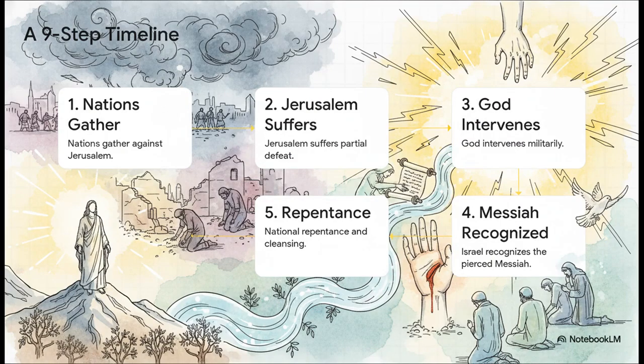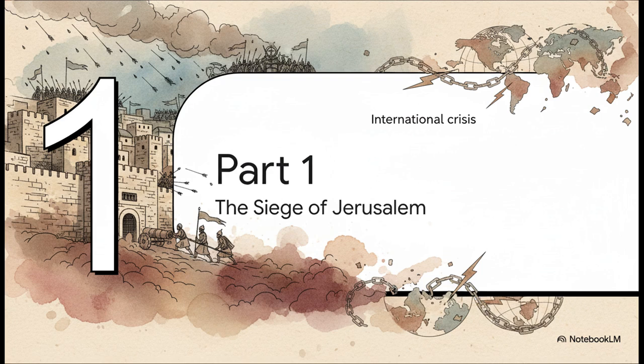Okay, here it is. This is our roadmap for this explainer. This 9-step sequence is really the core of the whole thing. And as you can see, it starts with some serious conflict, then it pivots on this incredible intervention, and it wraps up with a completely new global order. We're going to explore all of this in 3 distinct parts. All right, let's get into it with part 1, the Siege of Jerusalem.